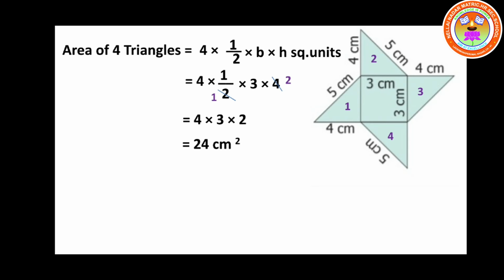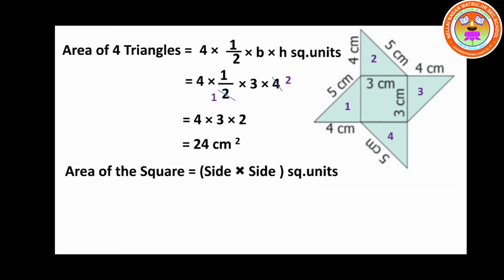Now you have to find the area of a square. How many squares are there? Yes, very good children, only one square. So area of the square is equal to only one square. So area of the square is equal to side into side square units. That's a formula for the square. Okay, what is the side now value? 3 centimeter. So 3 into 3, which is equal to 9 centimeter square.